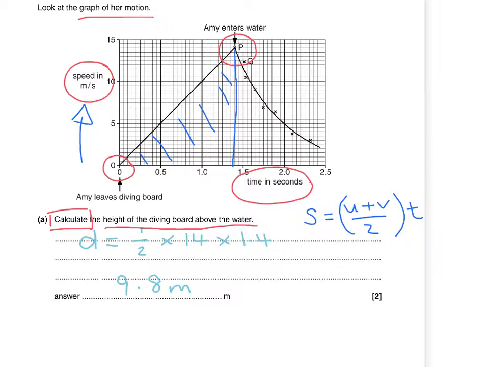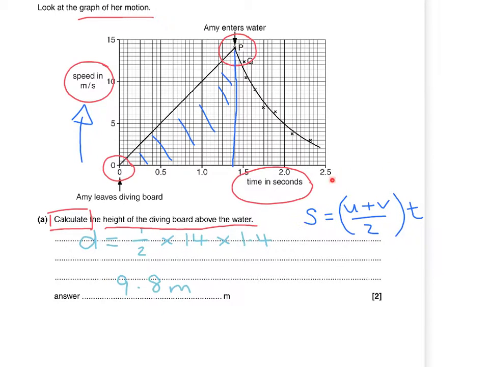So what I did was I did the area under the graph. So the distance is equal to the area of triangle, which is half times the base times the height. So the height is actually, if you look carefully in the graph and read across, it's actually 14, and the actual base is 1.4. So we've got half times 1.4 times 14, which is 9.8 meters.